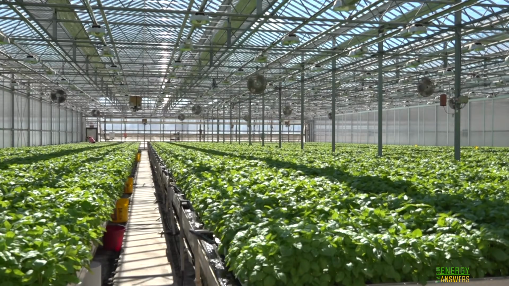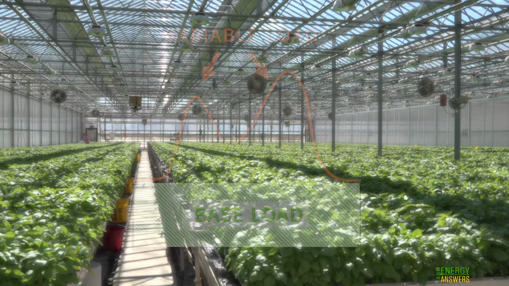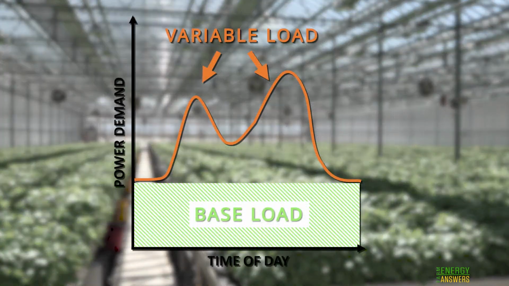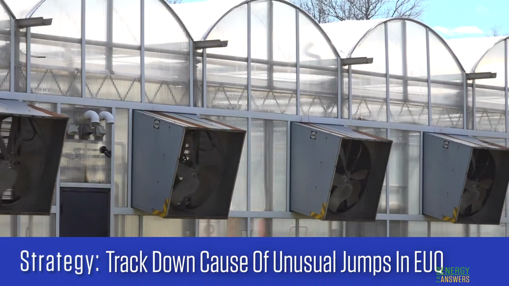If you want to improve your EUQ, you need to either reduce your base load or your variable load. Knowing where most of your EUQ is utilized, base load or variable load, will help you know where to focus so you can have the biggest possible impact on your farm's energy use. We want to take a look at the energy users on the farm and determine which are the big ones. That's where we're likely to find the most opportunity to conserve energy.